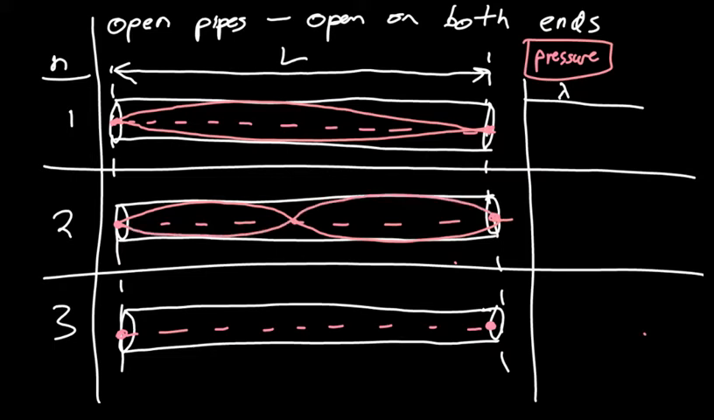And for the last one, we're going to have three antinodes, which means two nodes in the middle. Something like this: maximum pressure, minimum, maximum pressure, or minimum, maximum, minimum.